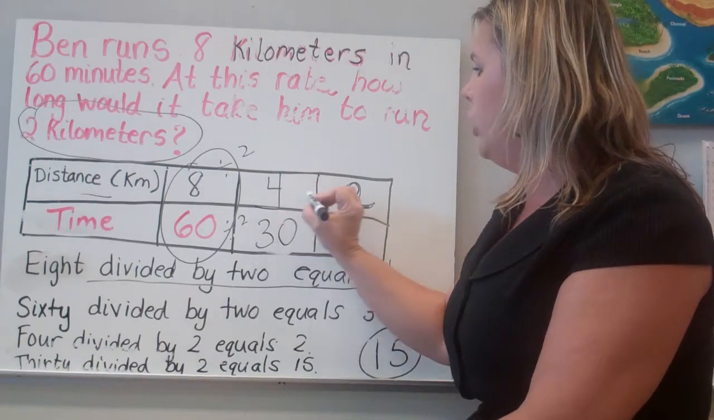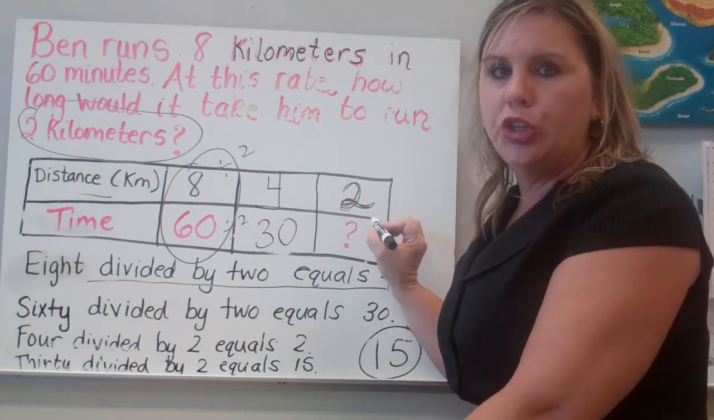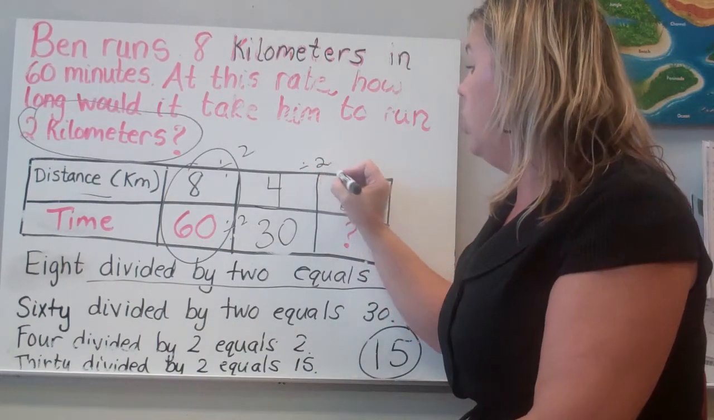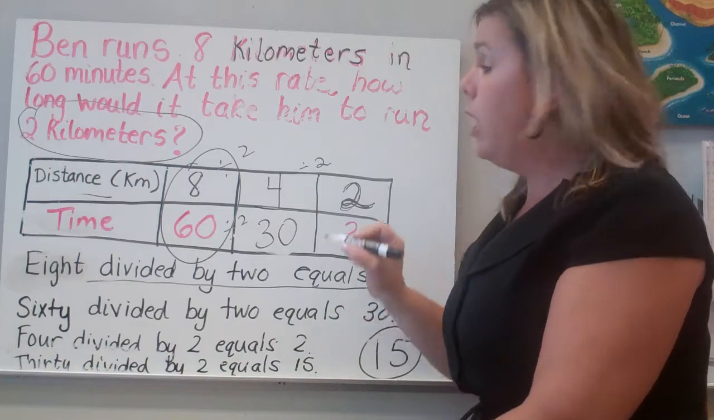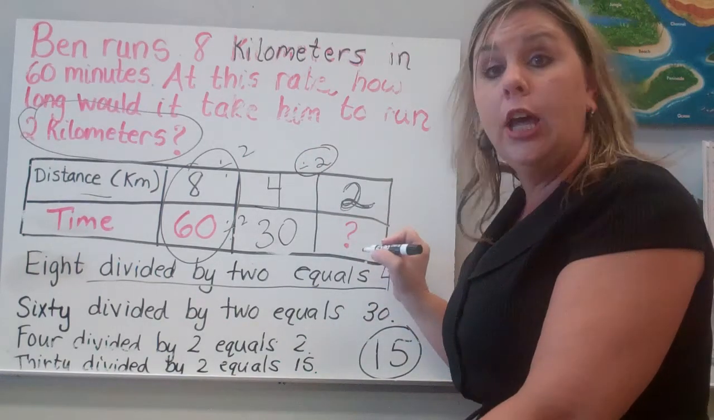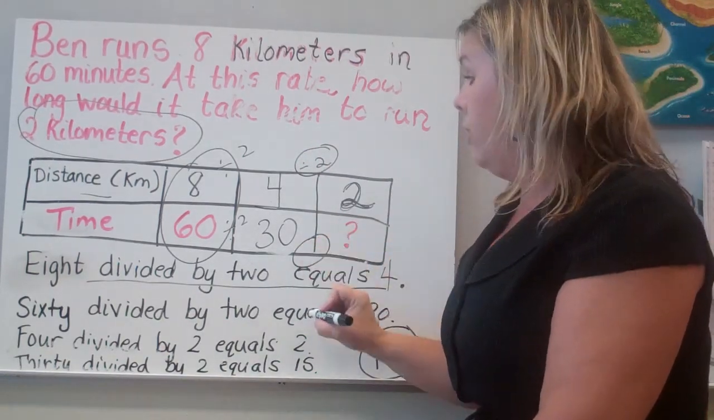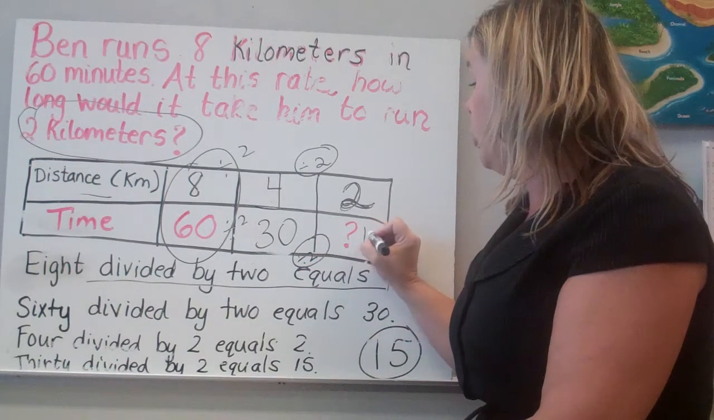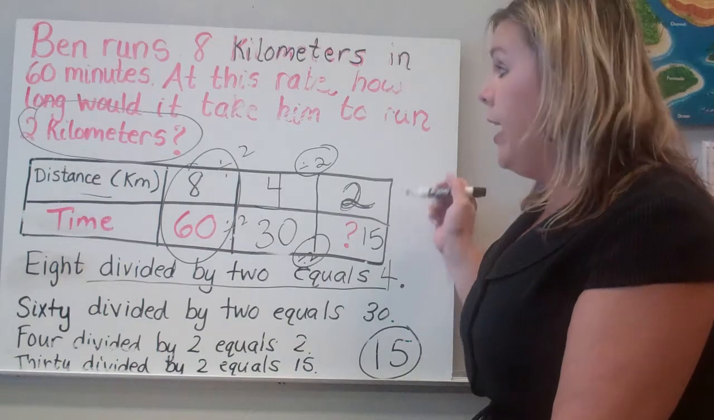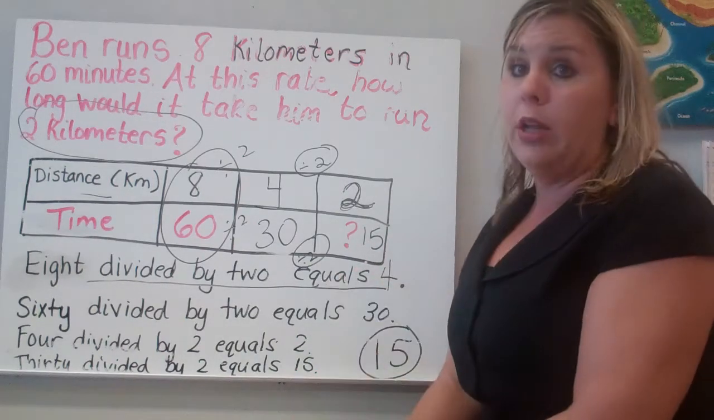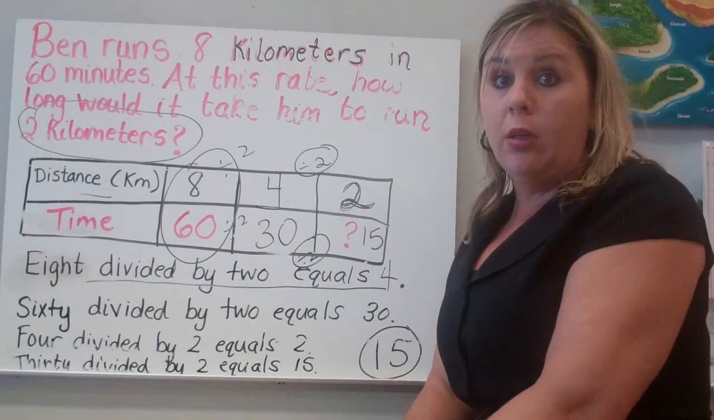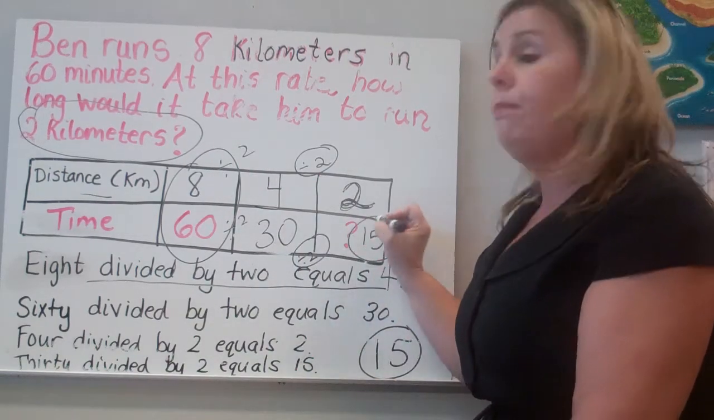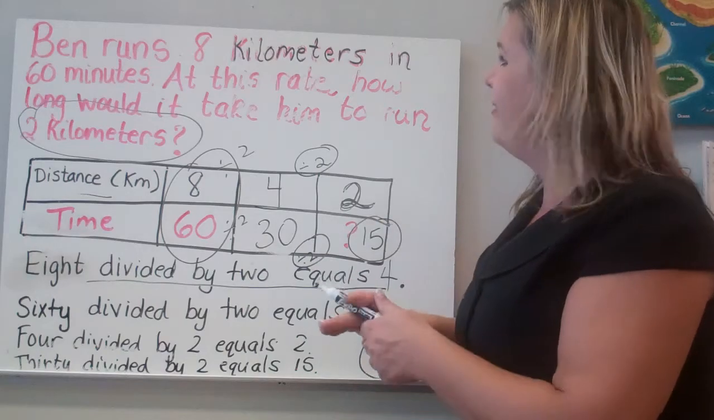So you're looking at the relationship between 4 and 2. Well, I know that 4 divided by 2 is equal to 2. And of course you have to do the same thing on top, on bottom. So 30 divided by 2 is equal to 15. And the answer is 15 minutes. So how long would it take him at this rate to run 2 kilometers? The answer would be 15 minutes.